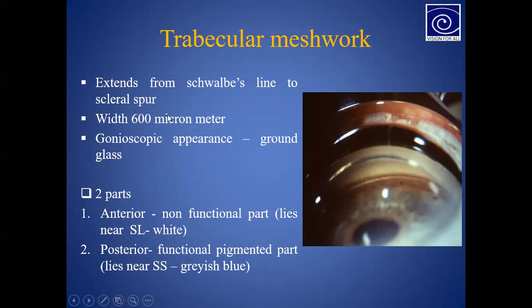Okay, simply by seeing these angle structures you will be able to tell how the trabecular meshwork will look. Okay, sir, and it will retain the same. Yes.